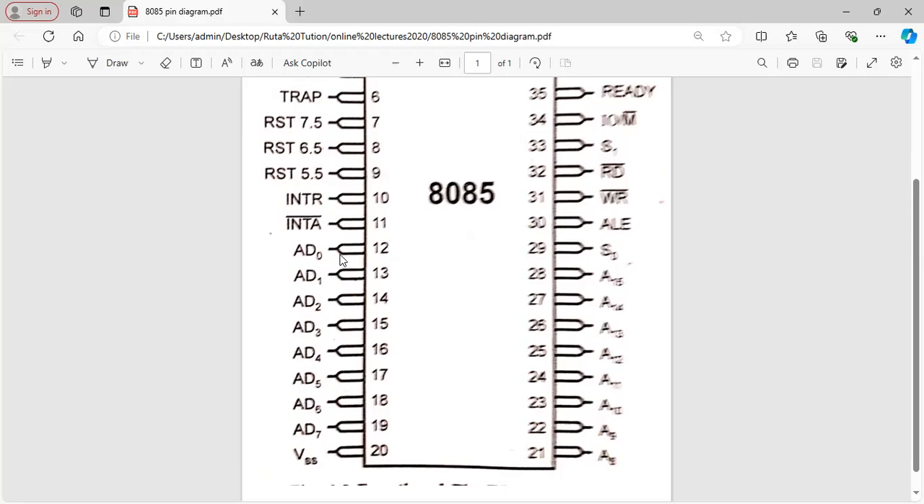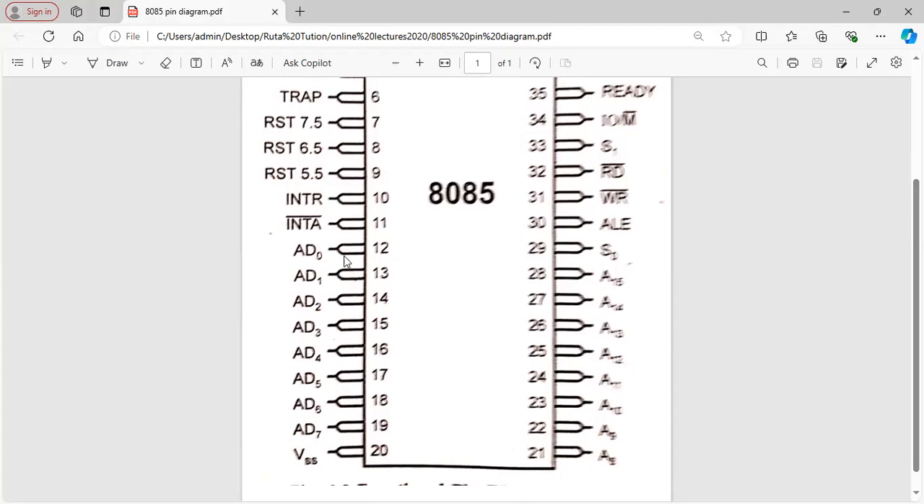Bidirectional pins: the lower 8 bits of the address are sent on these pins, or the 8-bit data will be sent or received on these pins. A8 to A15: the higher 8 bits of the address are sent on these pins. Okay, so this part is over.